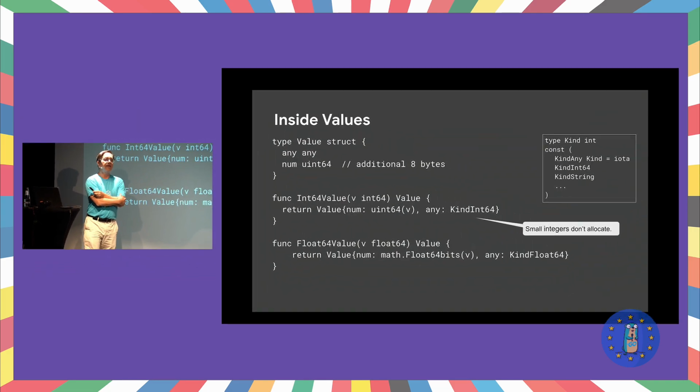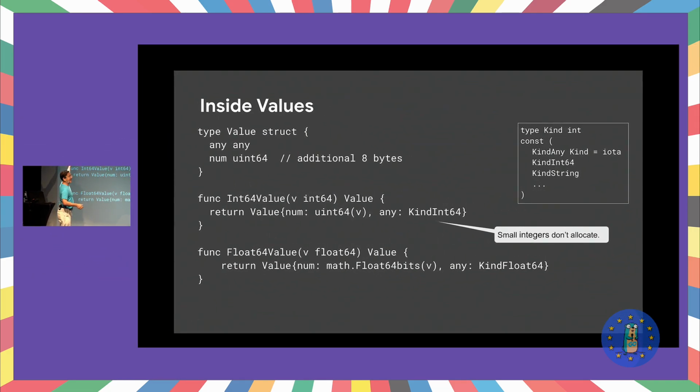Well, let's look inside a value. A value has an any in it, but it also has an extra machine word called num. These slog values are like reflect.Value. There's a kind, that's a little enum, small integers, that tells you what kind of value is in there. Okay? So now I'll show you how we represent some simple things, and then we'll get to string.